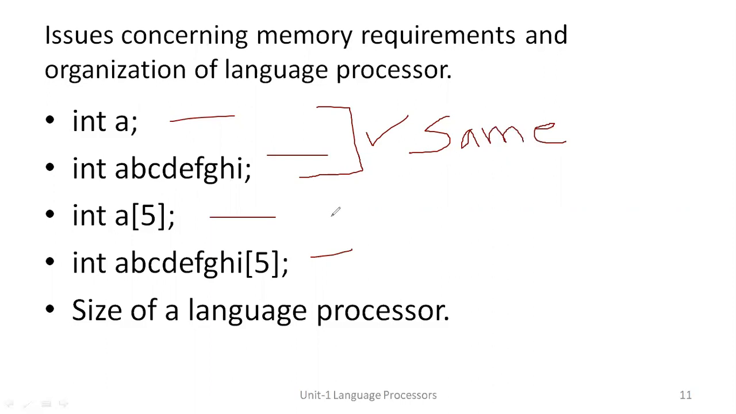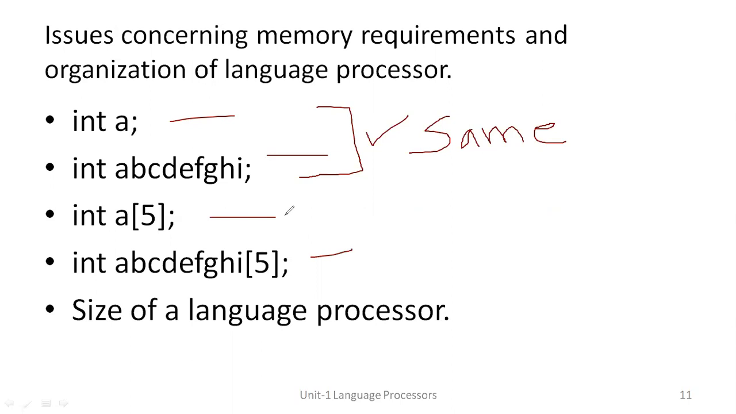A is a name, ABCDEFGHI is also a name. So there will be no difference whether you write A or ABCDEFGHI. A is a symbol; ABCDEFGHI is also a symbol. In the previous lecture we said that A is an identifier and ABCDEFGHI is also an identifier. It is neither a constant, nor an operator, nor a keyword. It is simply an identifier. So both A and ABCDEFGHI need the same amount of memory.